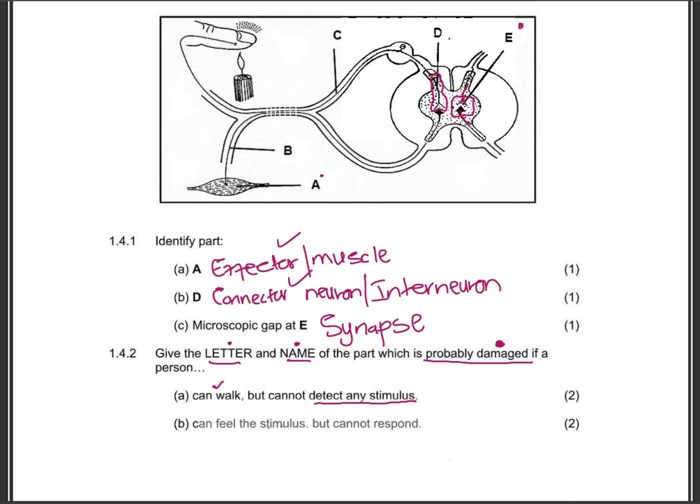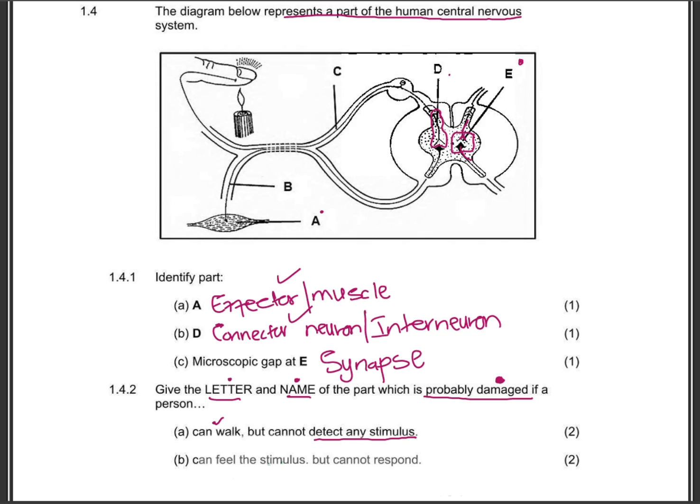So if we look at this diagram, let us look at the part that will probably be damaged. Remember now, the stimulus will need to obviously be detected by the receptors. And those receptors will then convert that stimulus into an impulse, which will be transmitted by a neuron to the central nervous system. So the part that will obviously be damaged if you can't detect any stimulus, we'll take C. Okay, yeah, that will be C. So C, that's the letter, and the name, that's the sensory neuron. Sensory neuron. So there is C here. So 1 mark for the letter and 1 mark for the name.